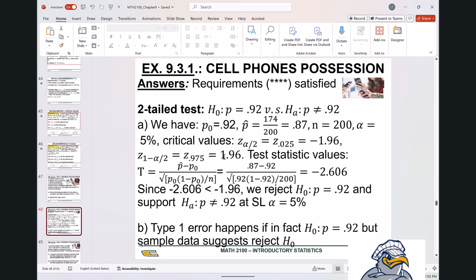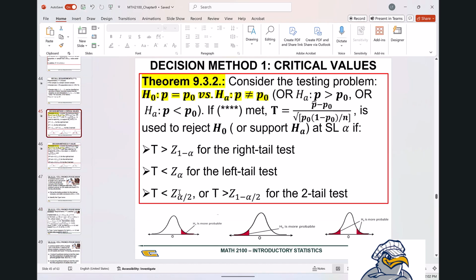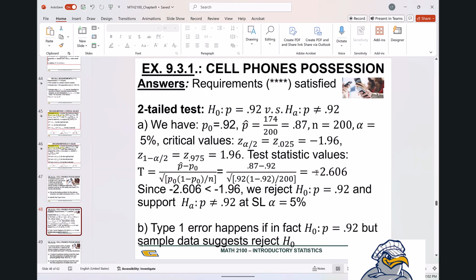So basically, in this case, whether you can reject or not really depends on where your test statistic falls relative to the rejection region here, right? And obviously, you can see that negative 2.606 here is much less than negative 1.96, right? So which means you reject H naught, p equals 0.92, and support the alternative at this significance level.